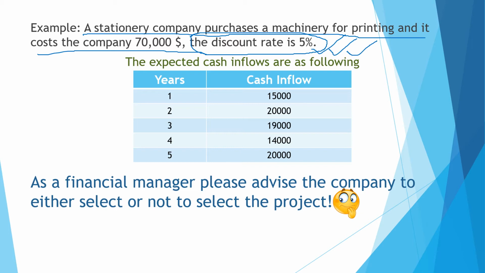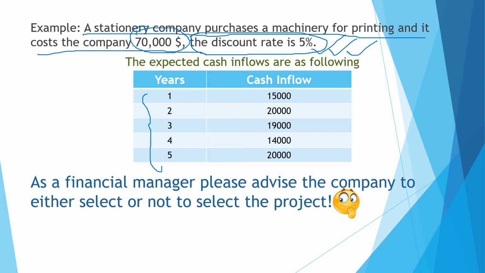Here we go with the example. We will learn it more in the example. We have a project costing $70,000, and the lifetime of this project is 5 years. This is the first year, second, third, fourth, and fifth year. In the first year we receive $15,000, in the second year $20,000, and coming down to the fifth year we receive $20,000.